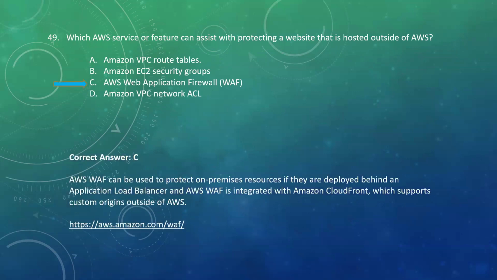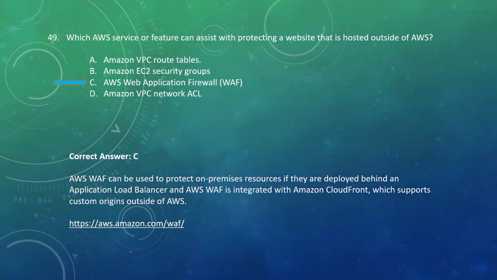So the right answer is option C. AWS WAF can be used to protect on-premise resources if they are deployed behind an application load balancer, and AWS WAF is integrated with Amazon CloudFront, which supports custom origins outside of AWS.